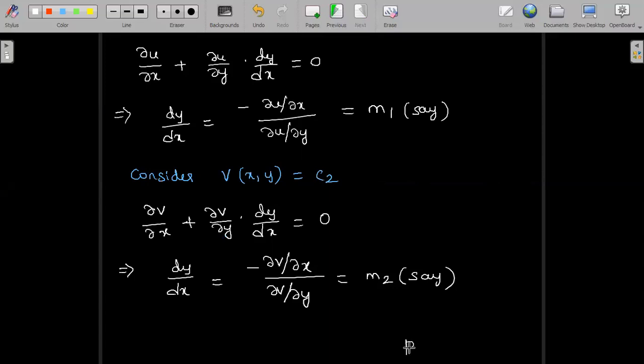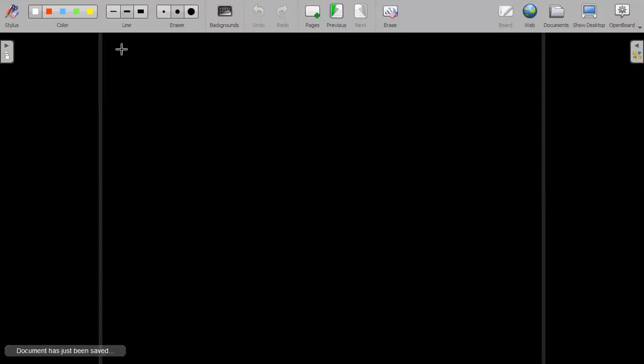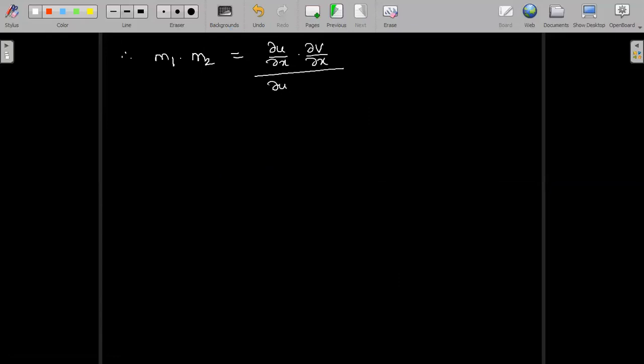Now in the next page, we'll take the product m1 into m2. That is our requirement now. I have to prove that m1 into m2 is equal to minus 1. So that is the reason we take the product of these two expressions. Therefore, m1 into m2 is equal to, minus into minus gets cancelled, so we have dou u by dou x into dou v by dou x divided by dou u by dou y into dou v by dou y.